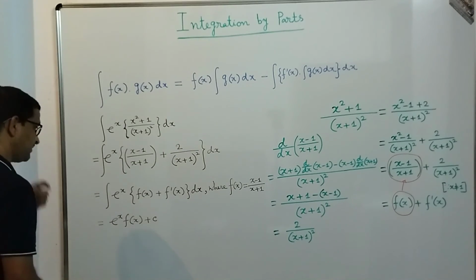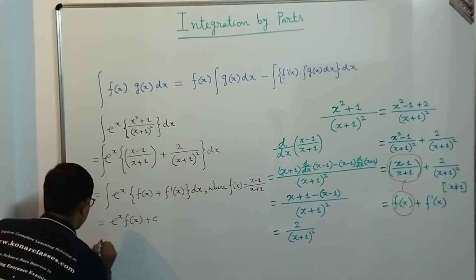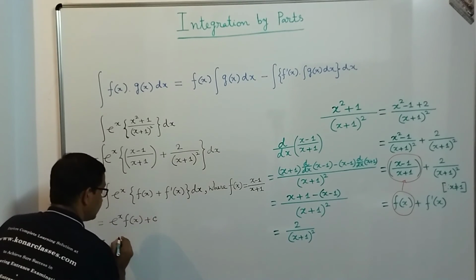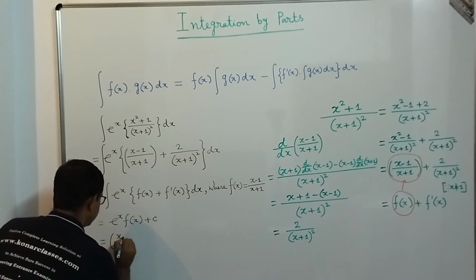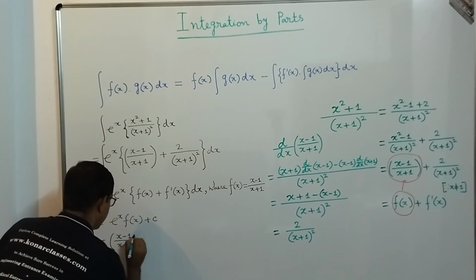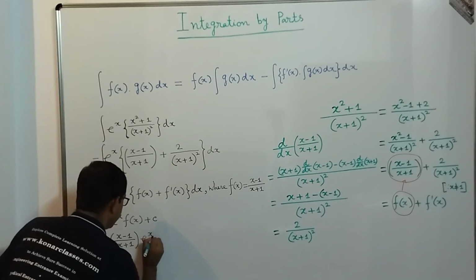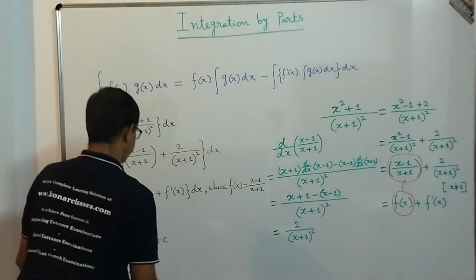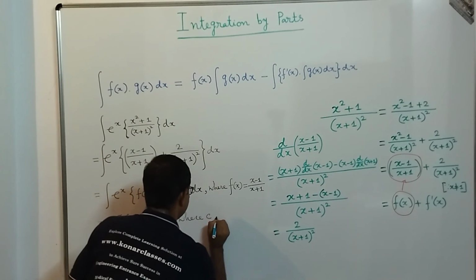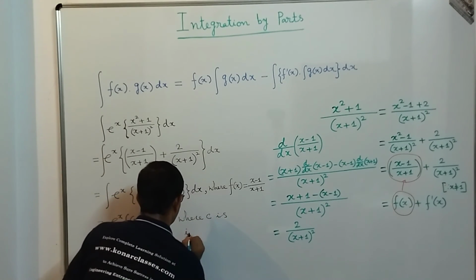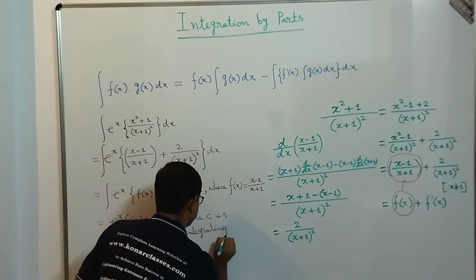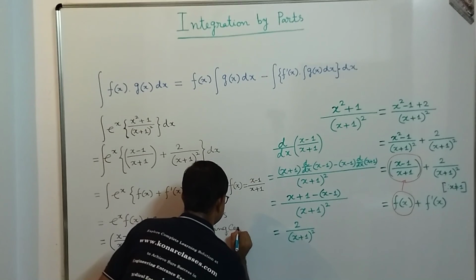So what we can write it here, dear students? So this is equal to, f(x) is (x − 1)/(x + 1). So we can write this is equal to (x − 1)/(x + 1) into e^x plus c. Okay, you can write where c is the integrating constant.